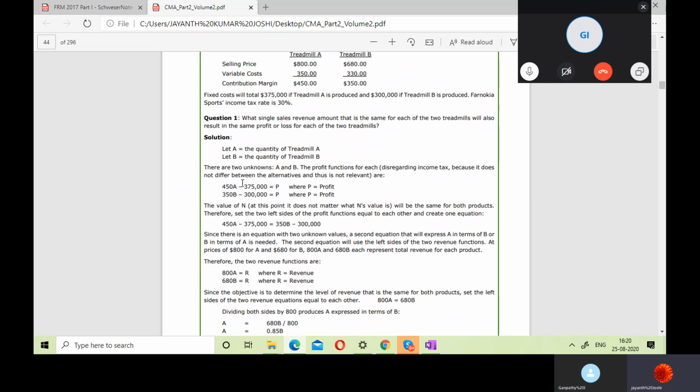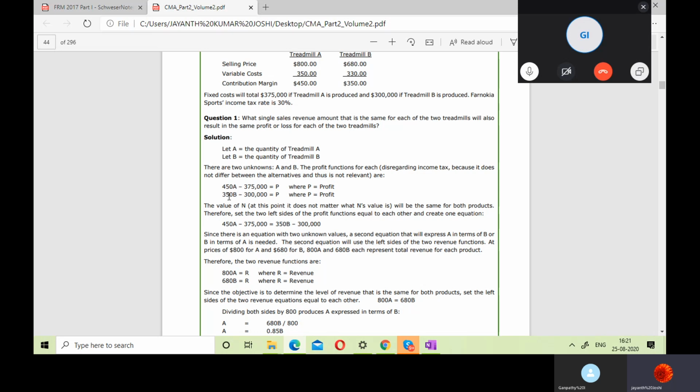So now, 450 per unit is the contribution, and A is the quantity of treadmill A. Why are we starting with contribution? We are concerned with profit. Profit means contribution minus the fixed cost. Am I right? So 450A minus the fixed cost to make treadmill A, which is 375, gives us profit.